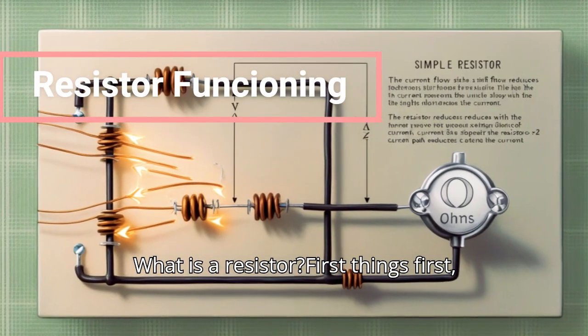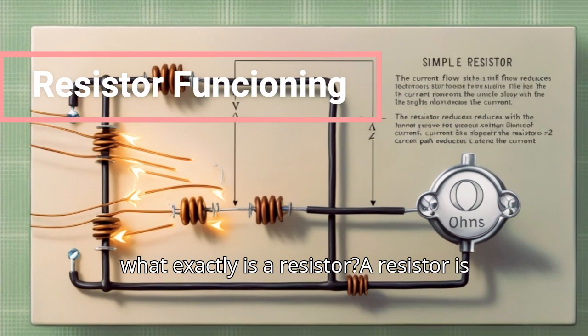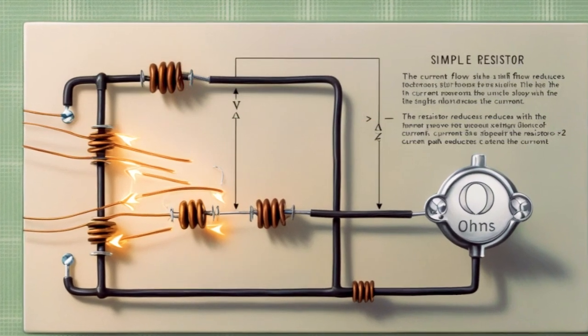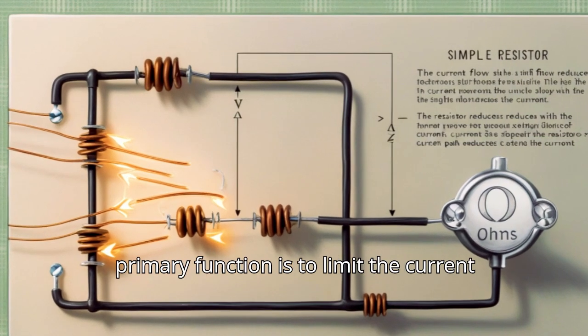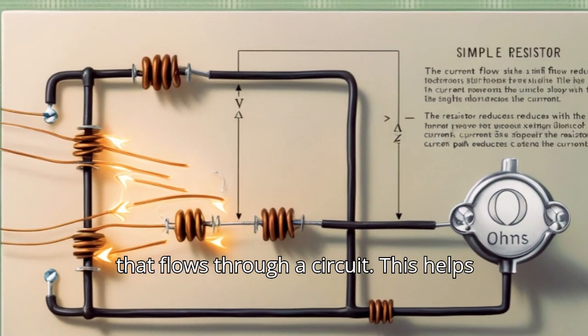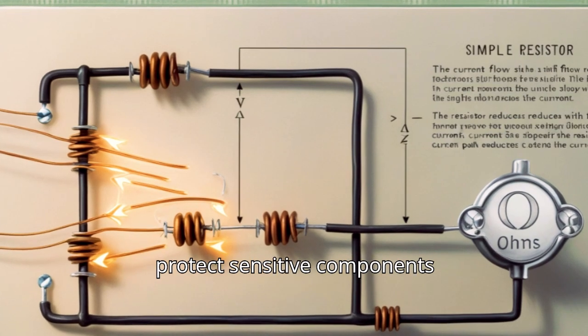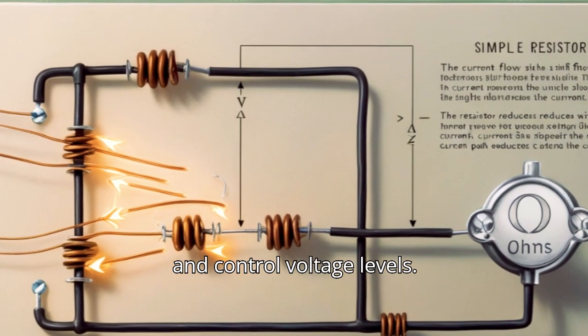First things first, what exactly is a resistor? A resistor is an electronic component that resists the flow of electric current. It's measured in ohms, and its primary function is to limit the current that flows through a circuit. This helps protect sensitive components and control voltage levels.